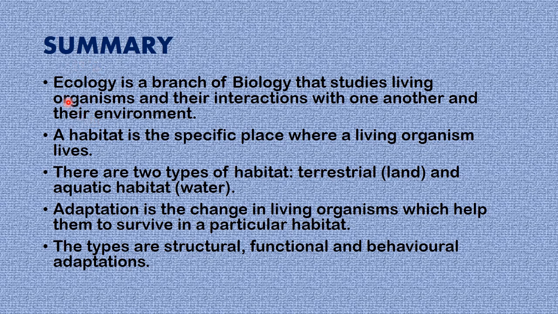Now we've come to the end of today's lesson. It's a short one. Going to the summary, ecology is a branch of biology that studies living organisms and their interaction with one another and their environment. A habitat is the specific place where a living organism lives. There are two types of habitat: the terrestrial, which is the land habitat, and the aquatic habitat, which is the water habitat. Adaptation is a change in living organisms which helps them to survive in a particular habitat. The types are structural, functional, and behavioral adaptation.